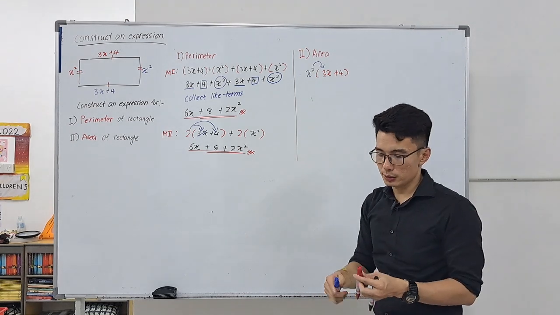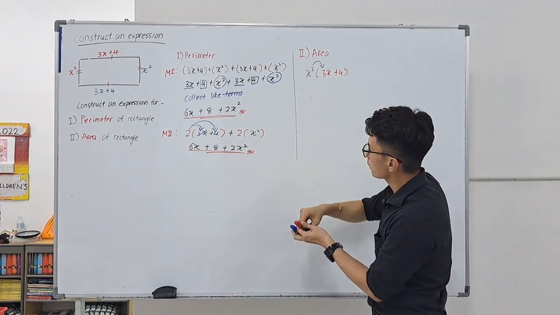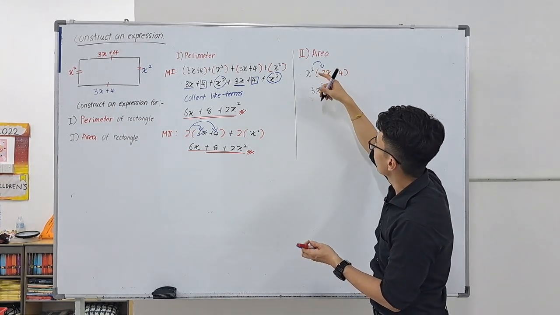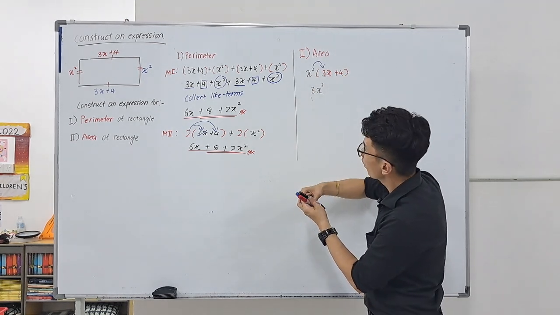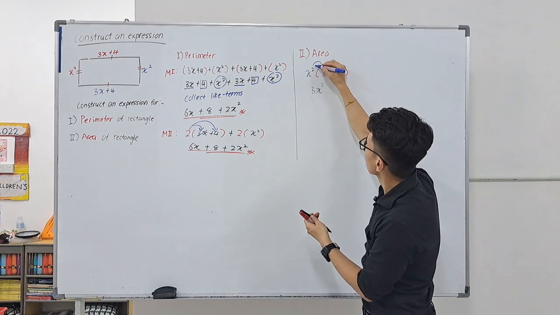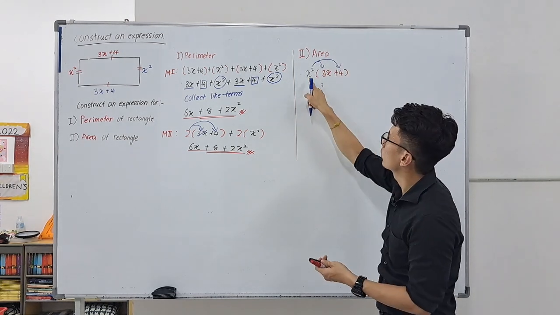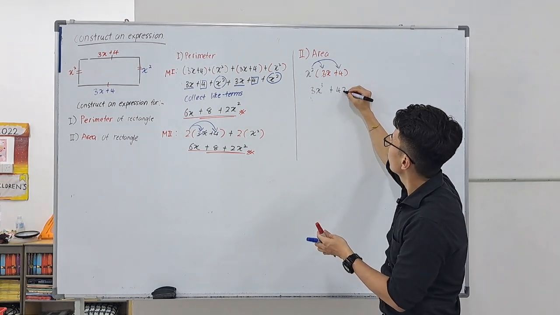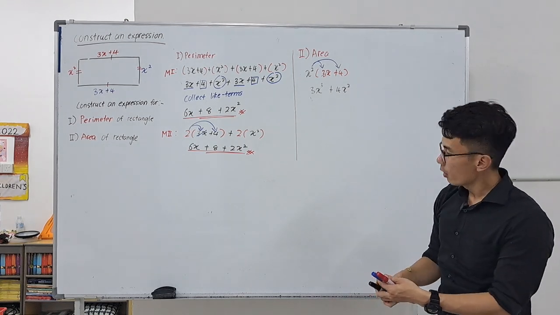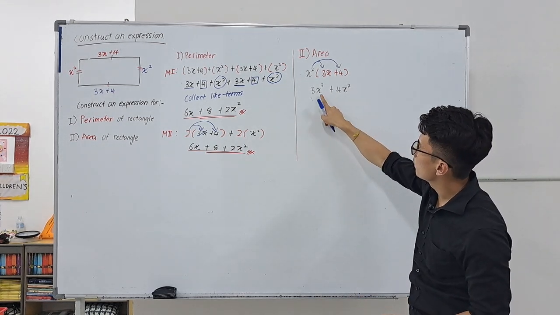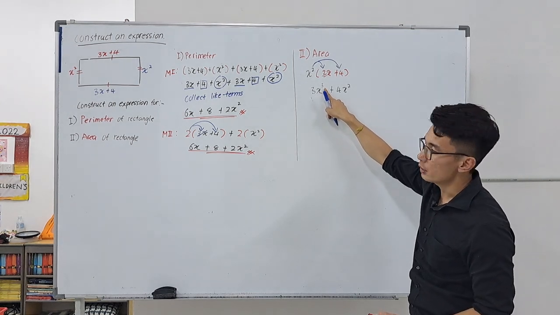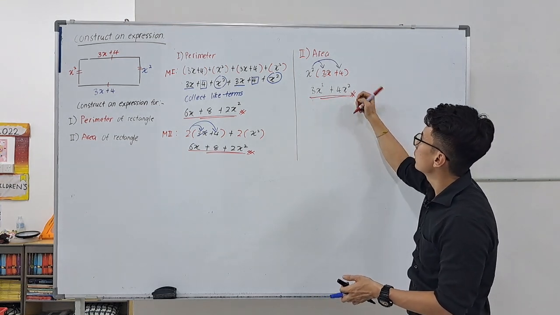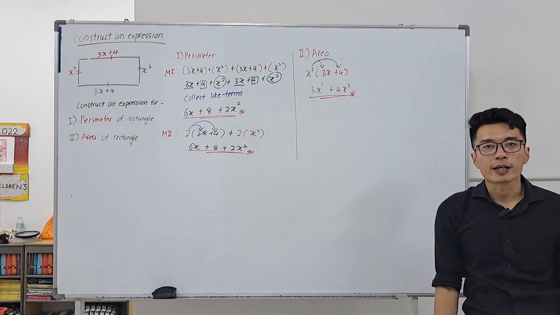x squared times 3x, so what I will get here is 3x to the power of 3. And then, since I'm done with this, don't forget, there's one more term behind here. You have to multiply this as well. So x squared multiplied by 4 will give me 4x squared. And is there anything else we can do here? This belongs to the x cubed family. This belongs to the x squared family. That's it. And that is the expression for the area of the rectangle.